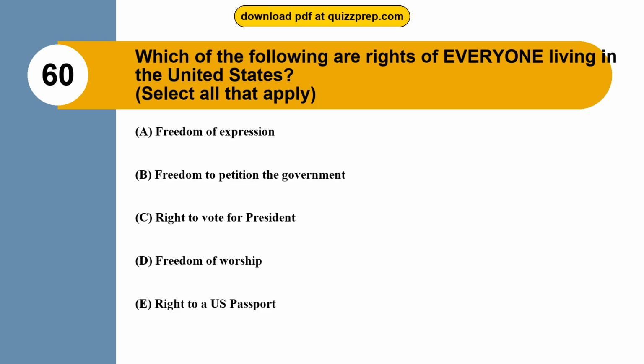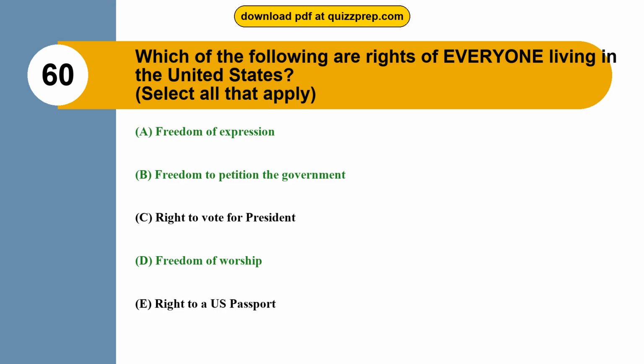Option A. Freedom of expression. Option B. Freedom to petition the government. Option C. Right to vote for president. Option D. Freedom of worship. Option E. Right to a U.S. passport. The correct answers are options A and B and D.